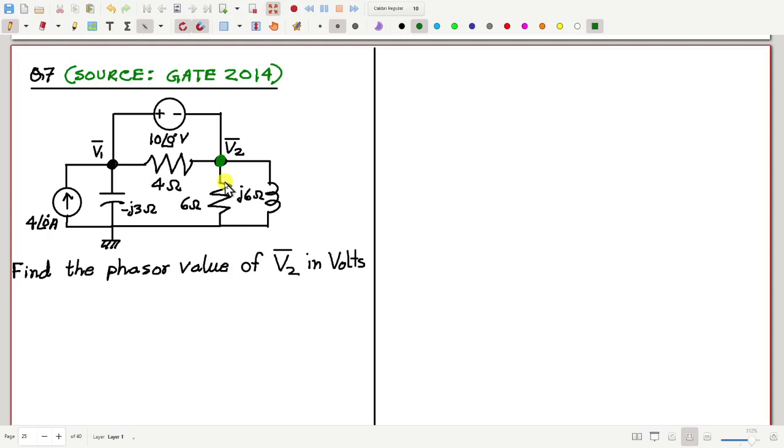So I will first ask you for your suggestions. Sir, V2 with respect to which? One point is already grounded. This point is the ground, so this is the reference point. Okay. Yeah.